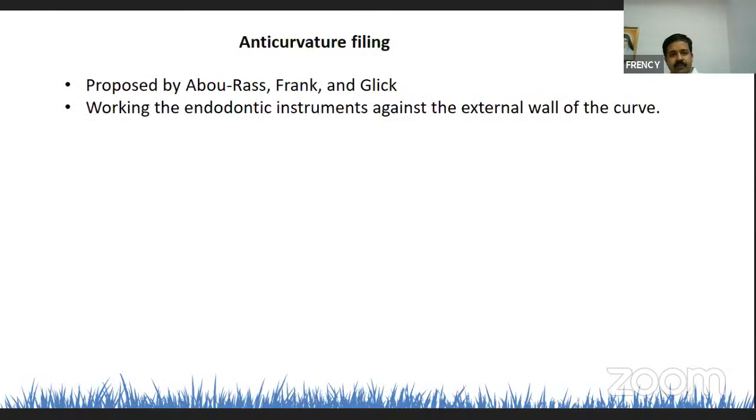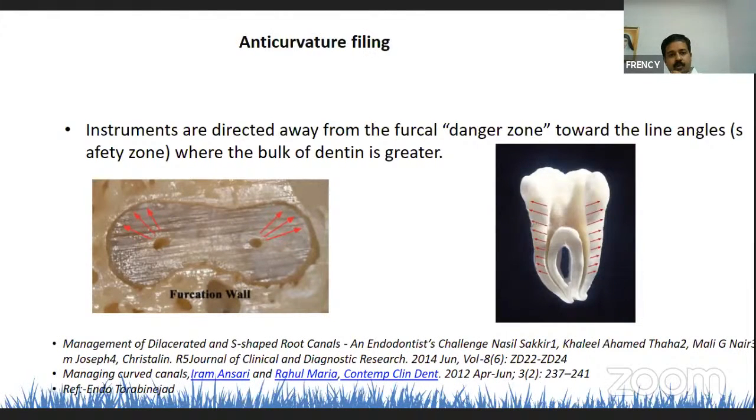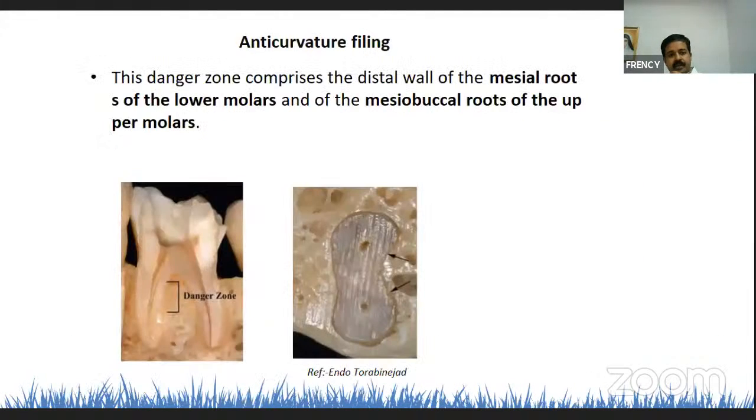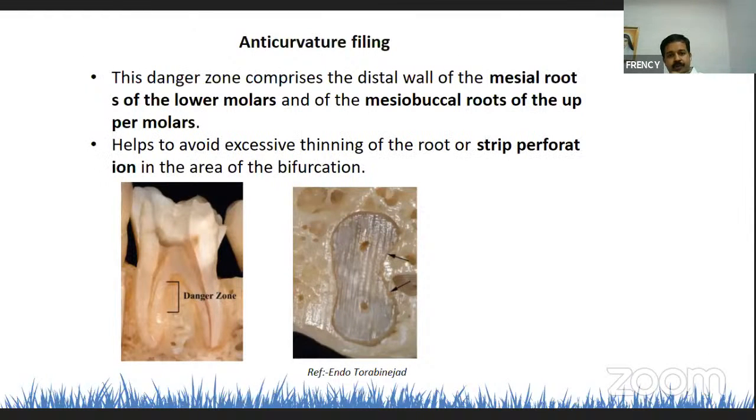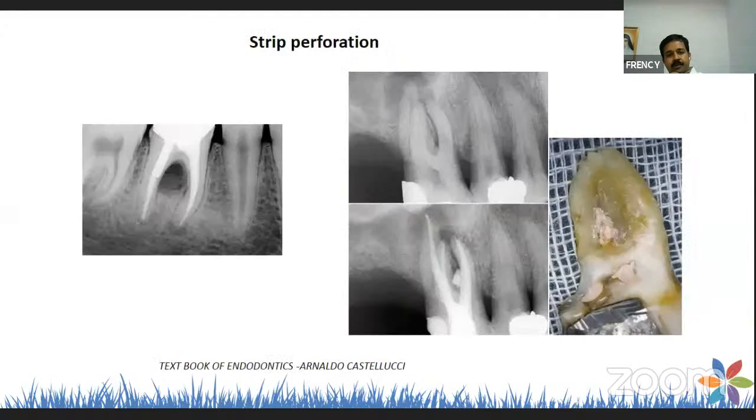Then the anti-curvature filing, actually it was proposed by Abou-Rass. The basic principle is to work the endodontic instrument against the external wall of the curve. So you have to work away from the furcation area or the danger zone. This is the danger zone, the mesial root of a mandibular molar. You can see the thin zone. It helps to avoid strip perforation. So when you are instrumenting, you have to work away from the furcation. Always, when you are doing post space preparation also, you should be very careful.